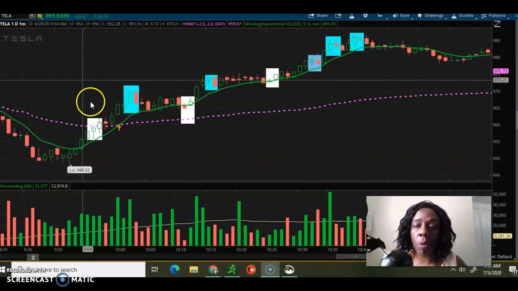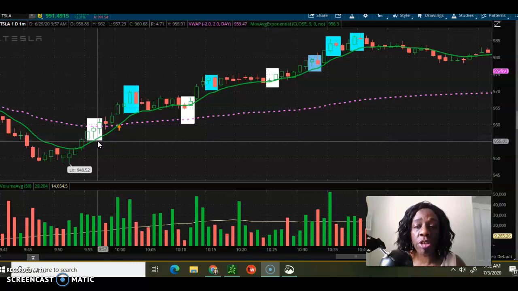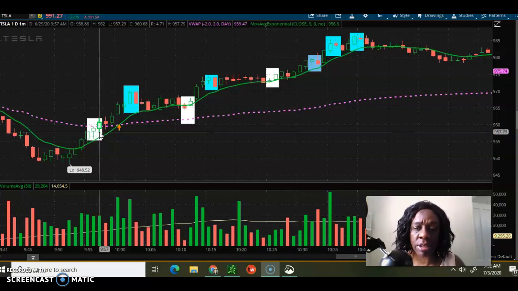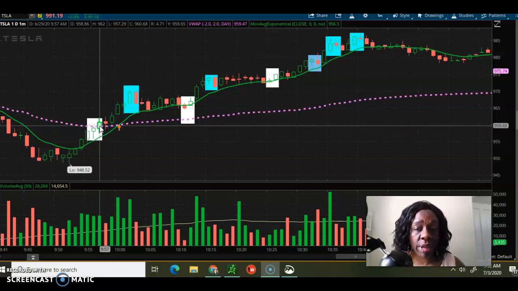If we go to this chart, you can see my first entry point was this white box. At this white box, price action had broken above the purple dotted line, which is the VWAP. For me, that's a good indication that the stock is in a bullish trend, bullish meaning price action is going up. So I entered the trade at this point.